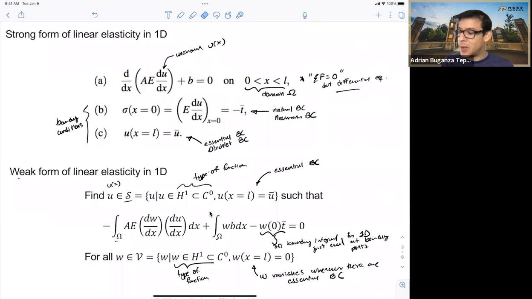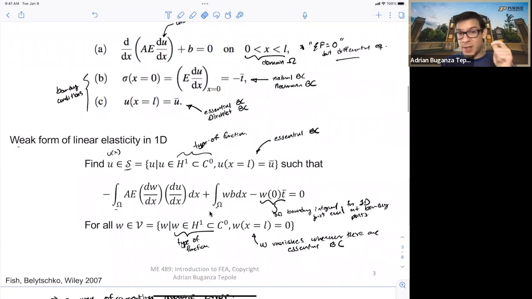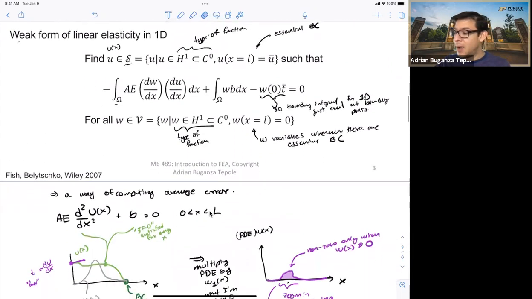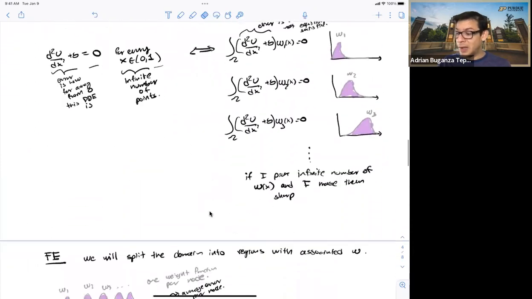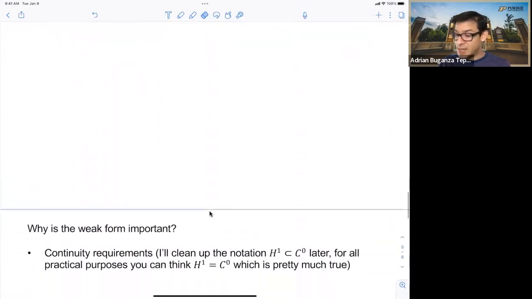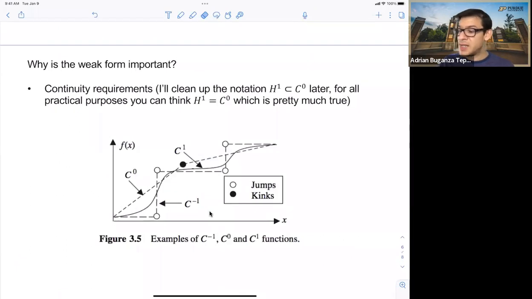Again, you just need to pick many W's. But because we did the extra step of integration by parts, we reduced the degree of the derivative. So in the weak form, we don't have second derivatives. We have a product of first derivatives. And I mentioned last time that it's much easier to build what are called C0 functions. C0 functions are functions that are continuous, but the derivatives might be discontinuous.